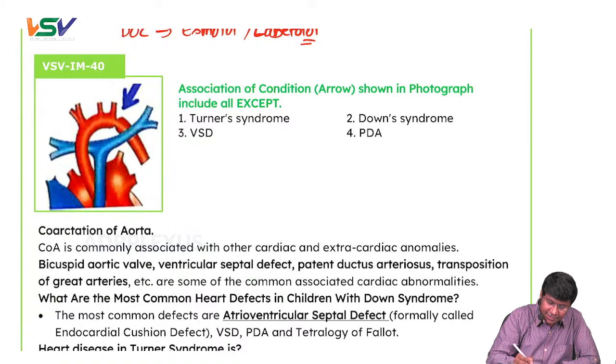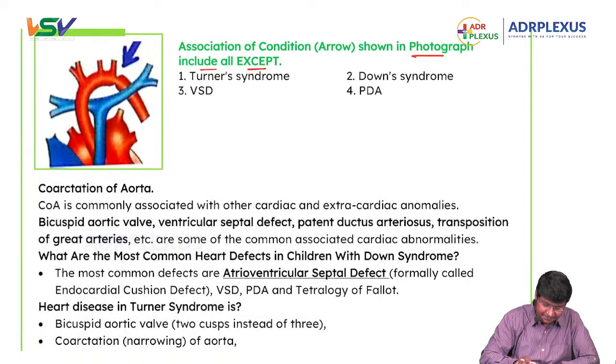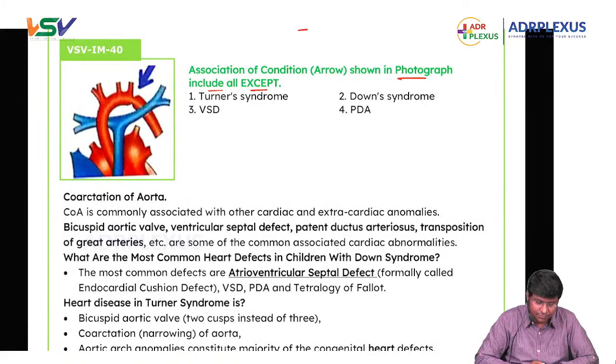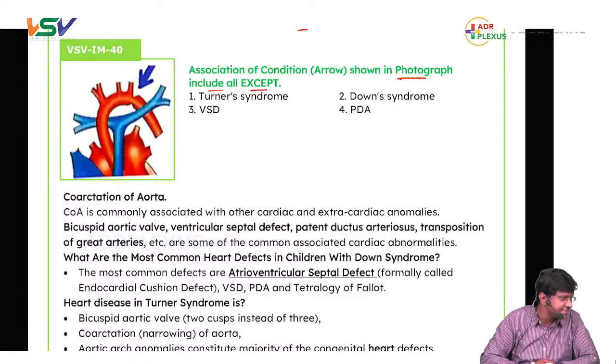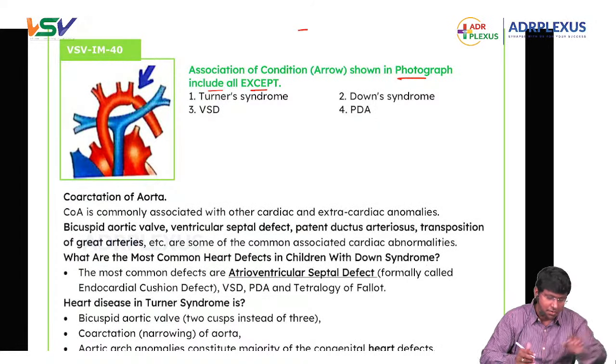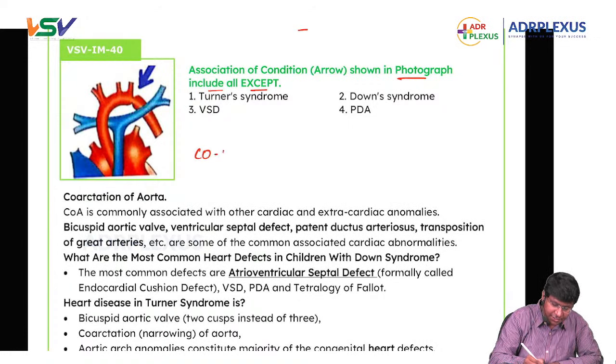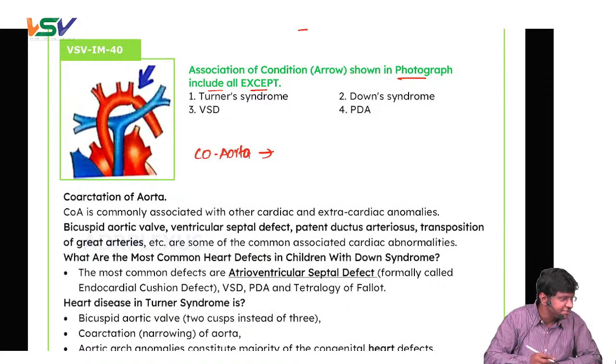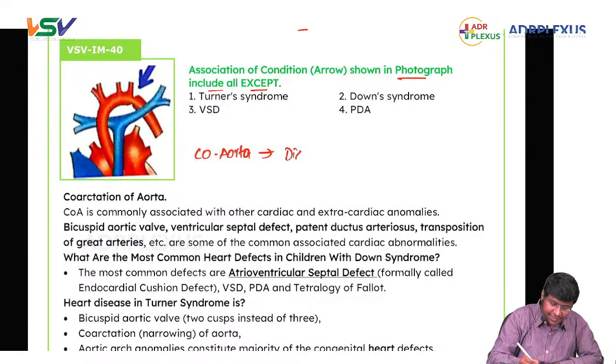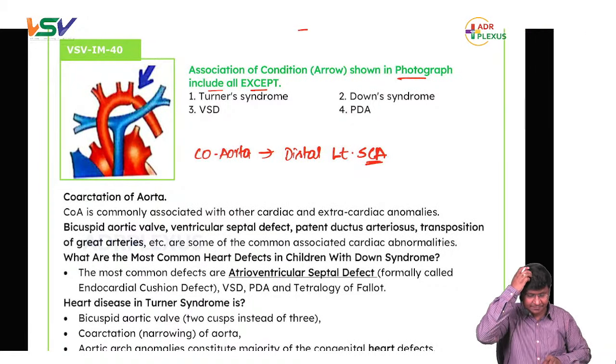Association of the condition shown in the photograph include all except: Turner syndrome, Down syndrome, ventricular septal defect, patent ductus arteriosus. So first of all, what exactly is this? It is the coarctation of aorta. And where exactly is this coarctation present? Yeah, it is distal to the left subclavian artery.